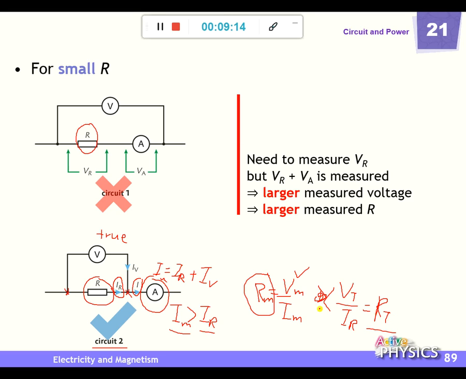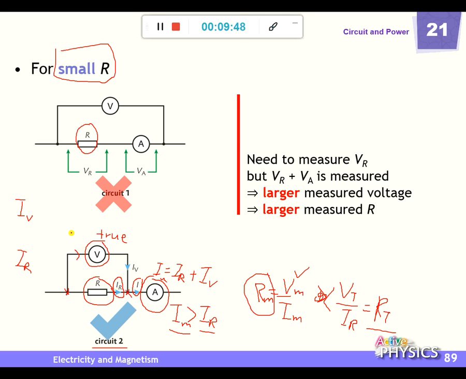But look at this. The criterion for it is small r. Why do we need to choose small r? If this r is smaller, then we will choose it. But why? Look at this, because of IV and IR. If we find that R is smaller, the voltmeter reading should be quite large, but a fixed value. You cannot change it.